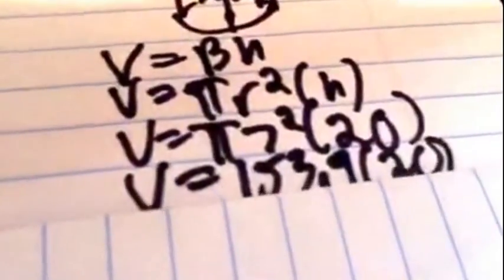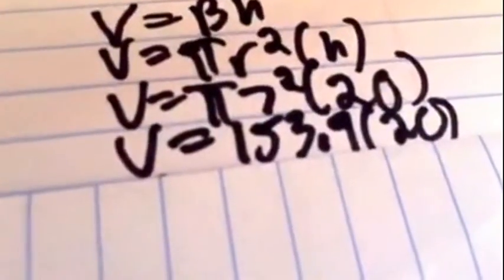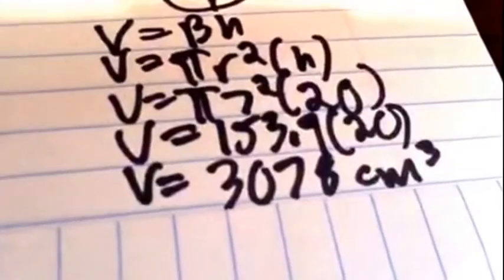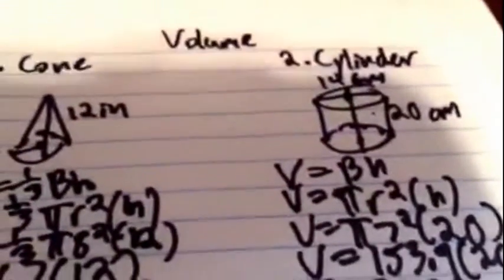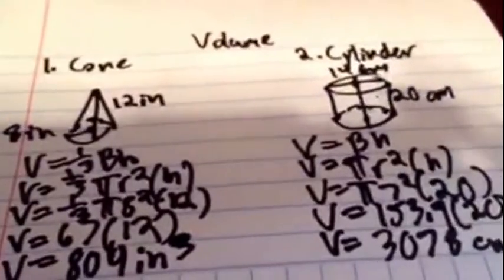So, there's our formulas. Now, you're going to replace the values. So, the radius is 7, which is half of 14, times 20. You're going to do a multiplication to get the big B right there. And you'll get 153.9 times 20. 153.9 times 20 equals 3,078 centimeters squared. I mean cubed. Yeah, cubed. Always mix those up. So that's how you get the volume. There's 2 examples of it. So yeah, next we will be doing surface area.